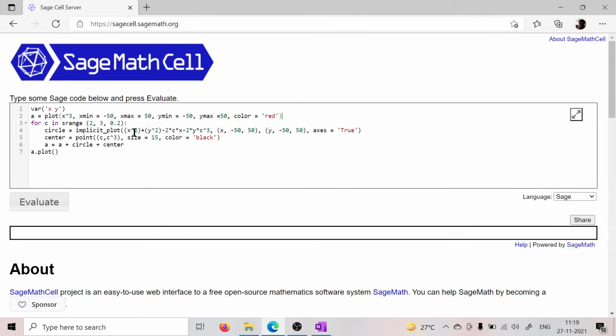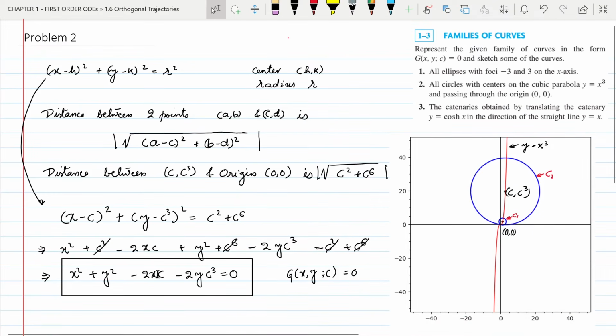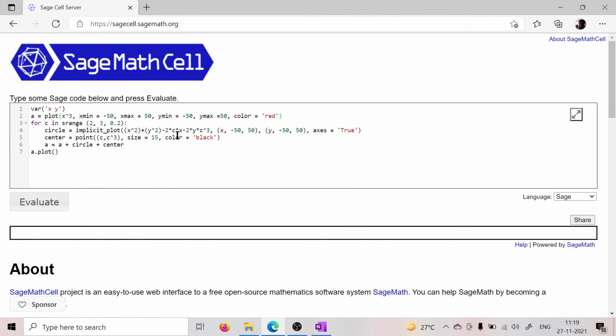Then we have written the implicit plot command for the g(x, y, c) term, which is x square plus y square minus 2xc minus 2yc cube. You can see x square plus y square minus 2cx minus 2yc cube. We have written the g(x, y, c) term. Then we have defined the same x and y range as above, x minus 50 to 50, y minus 50 to 50, and we have written axes equal to true to show the axes. And this is the circle, and we have written the for loop which will put various values of c starting from 2 till 3 with increments of 0.2.